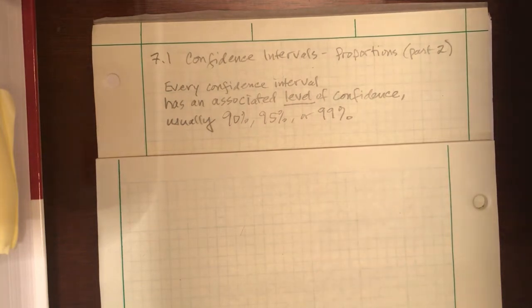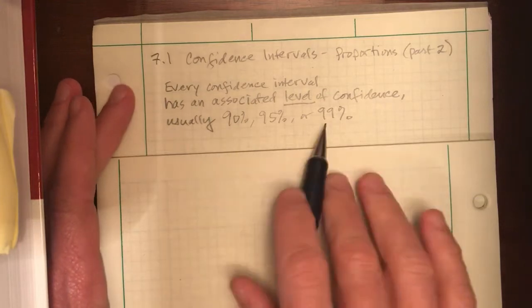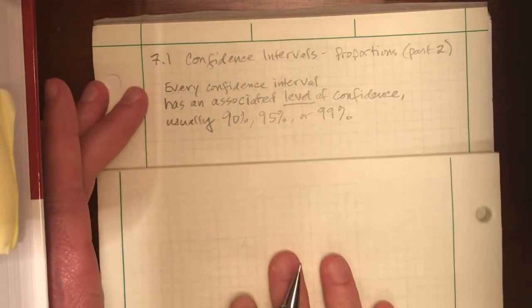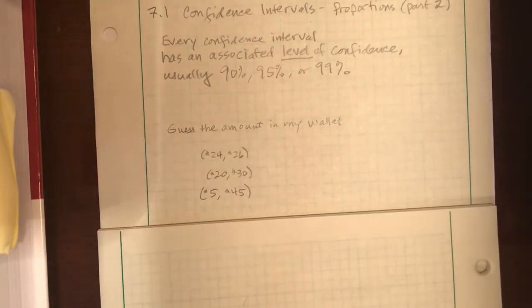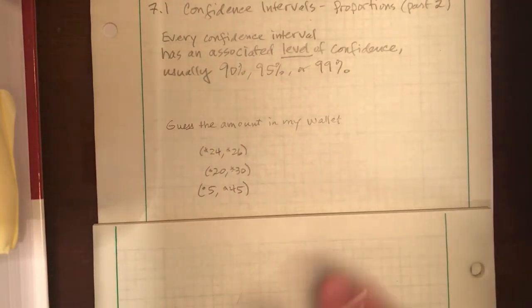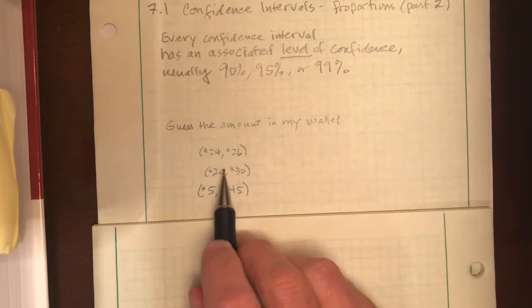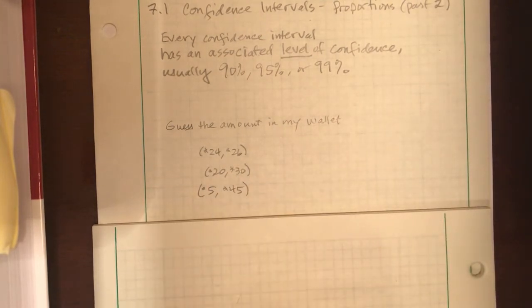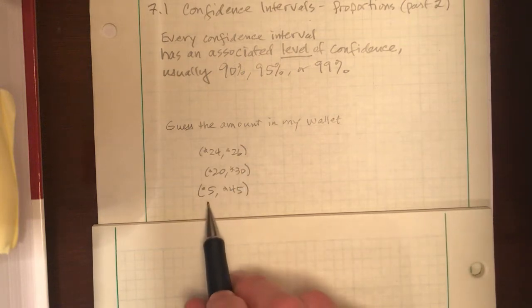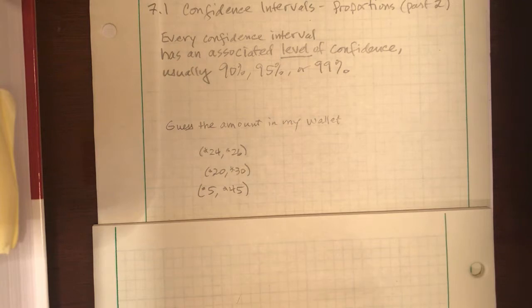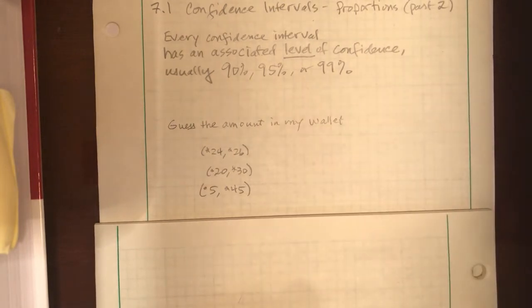Let me give you a scenario to think through before we get into those details. So imagine, back to my question, if you were to guess how much money is in my wallet, and I'm giving you three choices. If I said I have somewhere between $24 and $26, or between 20 and 30, or between 5 and 45, which of those intervals are you most confident contains the exact amount of money in my wallet? So before we answer that, I hope you're thinking about your answer.